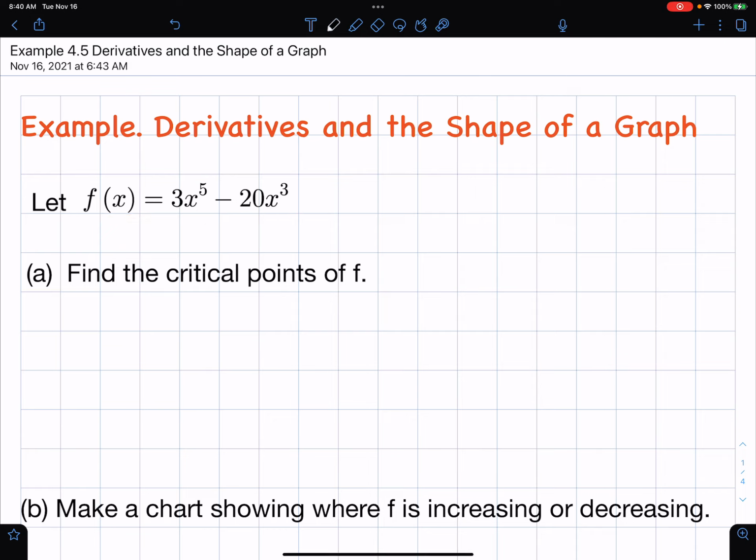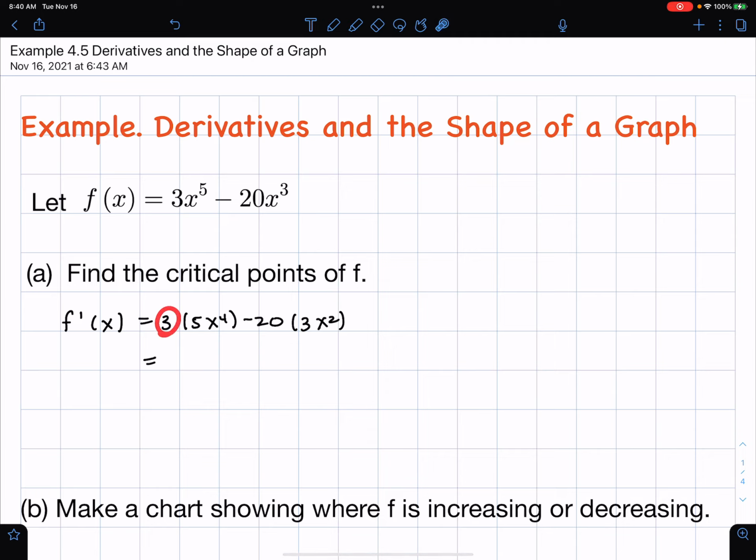For the critical points, we take the derivative and we use the power rule. We have 3 times the derivative of x to the 5th, which is 5x to the 4th, minus 20 times the derivative of x cubed, which is 3x squared. And what I want to do is factor this. Why? Because I'm going to set f prime of x equal to 0 and solve for x. So part of that is I'm going to factor.